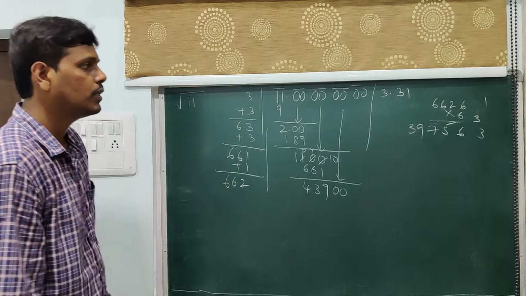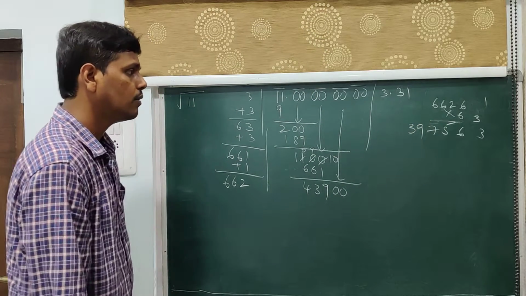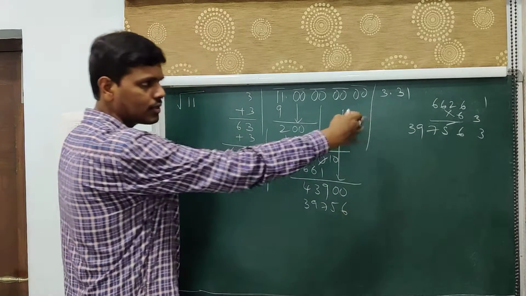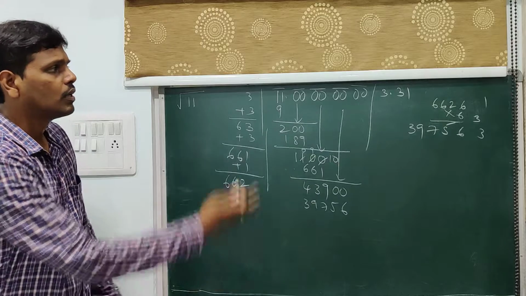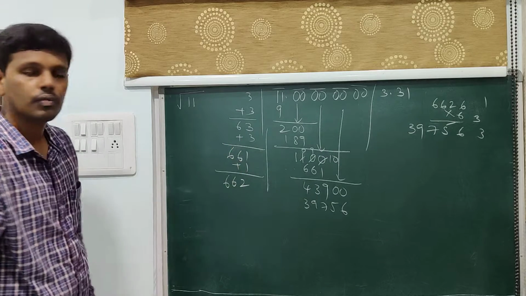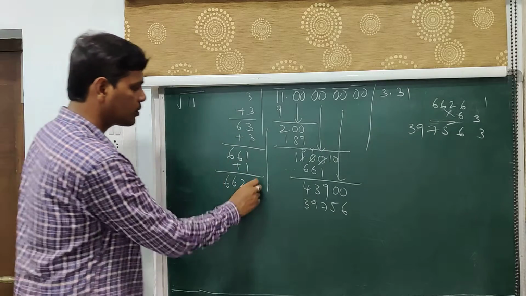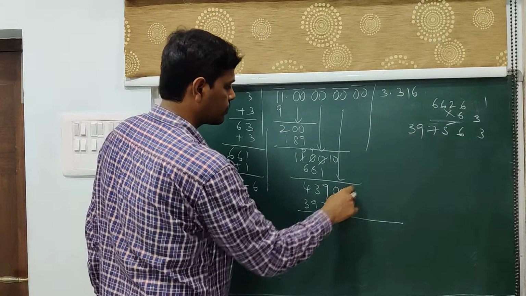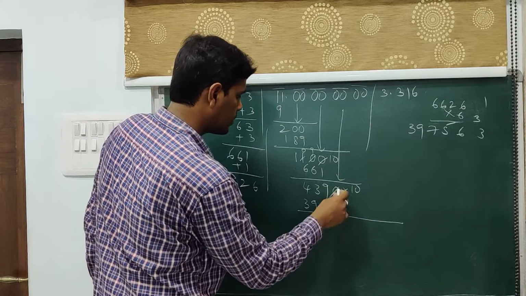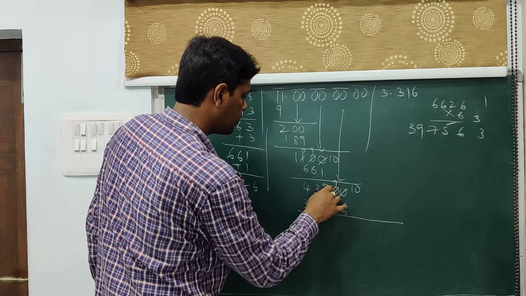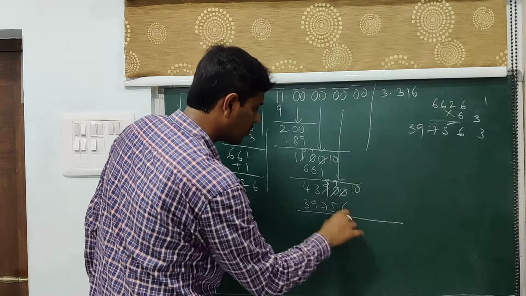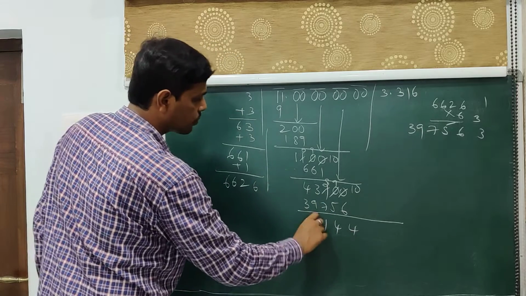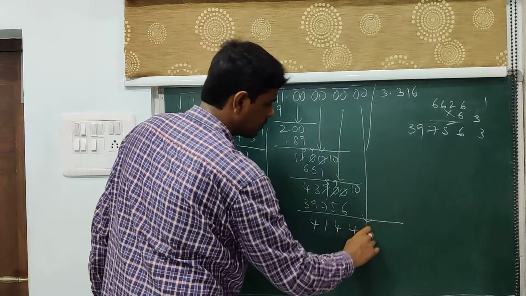So you have 39756. That is the nearest. If you take 7, it will be more than 43900. That is the reason I am going with 6. So this is 10, this is 9, and this is 8. So what do you get? This is 4, 4, 1, and this is 4. So carry a pair of zeros again.